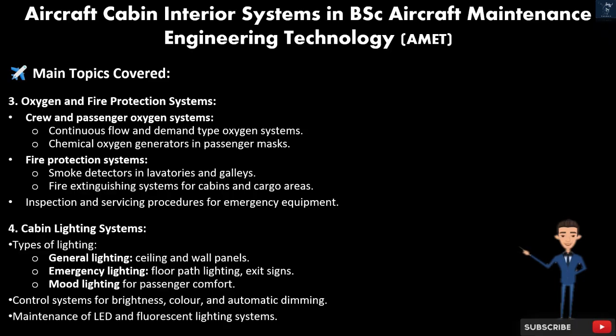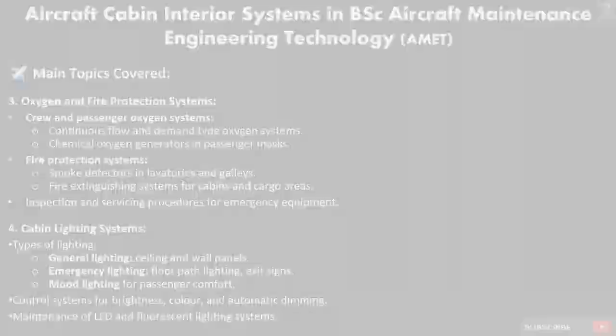4. Cabin lighting systems. Types of lighting. General lighting, ceiling and wall panels. Emergency lighting, floor path lighting, exit signs. Mood lighting for passenger comfort. Control systems for brightness, color, and automatic dimming. Maintenance of LED and fluorescent lighting systems.